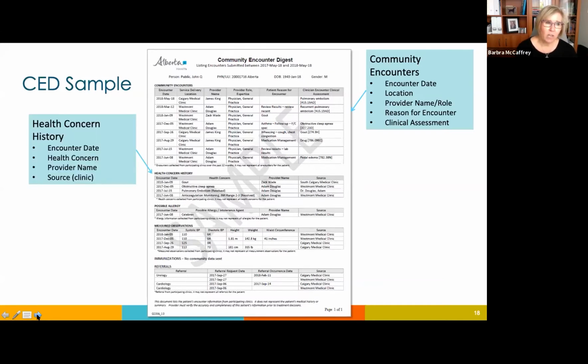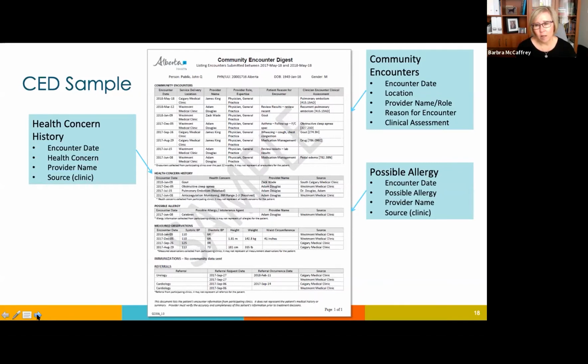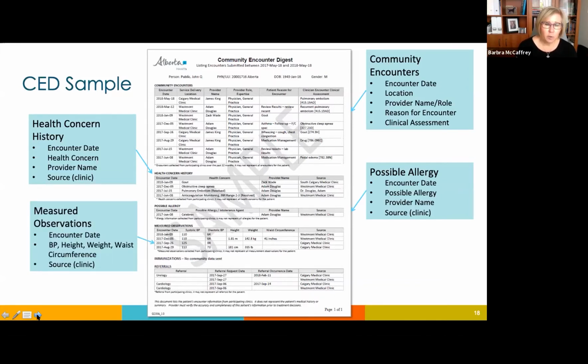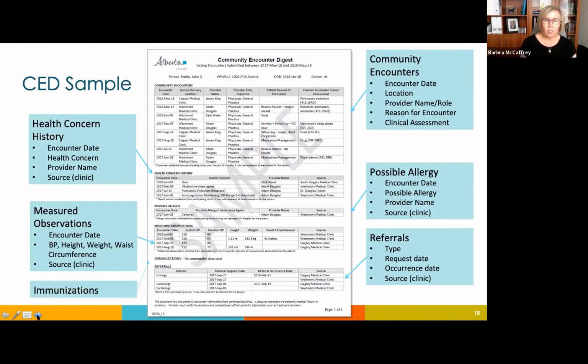The second area is called the health concern history. A more common term for this area is probably the problem or profile item in the EMR. So if a new problem is recorded in a visit, this gets recorded and shared with the Community Encounter Digest. Allergies, if they're recorded in a visit, get pulled as well. They're called possible allergies because they are not required to be verified. Measured observations pull, specifically height, weight, blood pressure, and waist circumference. If immunizations are delivered at the clinic, it pulls from that area as well.